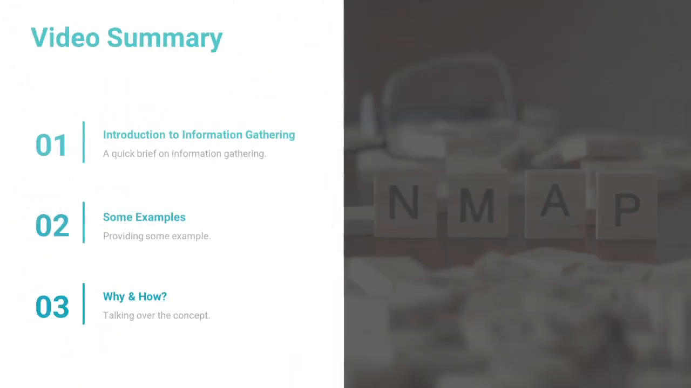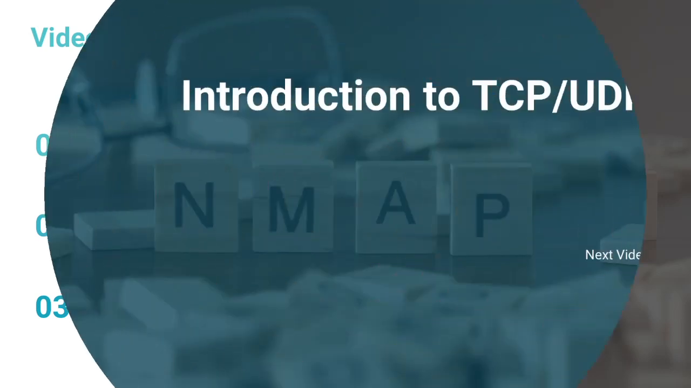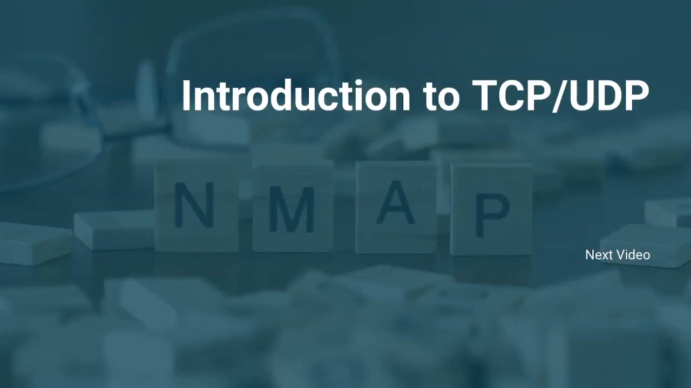So let's have a video summary. First of all, we had a quick brief on information gathering: what is information gathering exactly? Second, we had some examples, which I provided for you. And last, we talked about why and how we are going to use information gathering, and went over the concept. In the next video, we're going to talk about TCP and UDP.